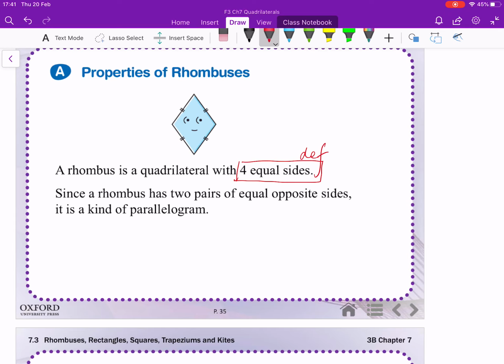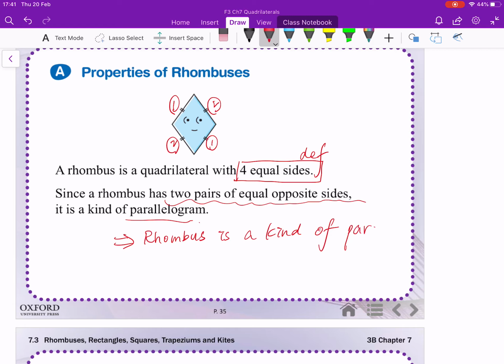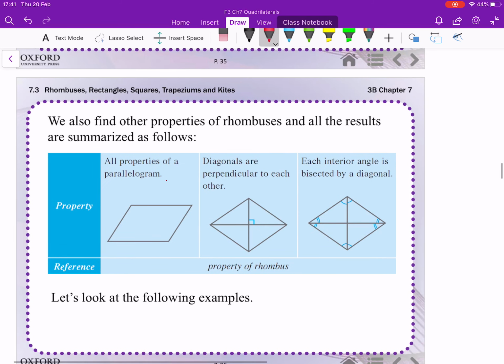And one more thing, according to what we learned in 7.2, for any quadrilaterals with 2 pairs of equal opposite sides, for rhombus we have, okay, this is the first pair of equal opposite sides, and this is the second. For any quadrilateral satisfying this condition, we can say that this is a parallelogram. So we can say that actually rhombus is a kind of parallelogram.